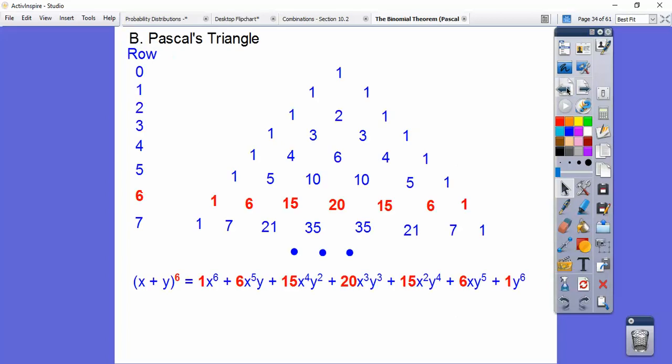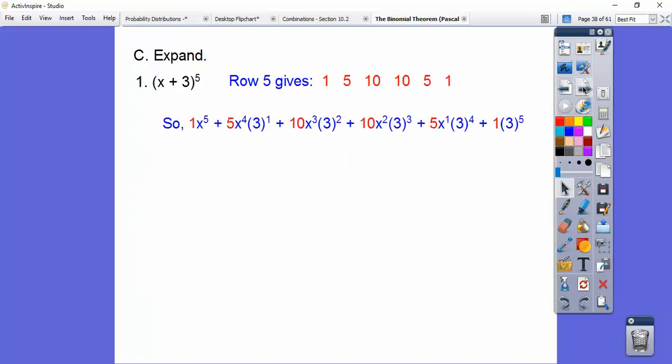Remember, it starts with row 0. Row 0 is 1, and row 1 is 1 and 1, and then you can start your patterns for Pascal's triangle. So here we are, and then we've got to go ahead and multiply here. So we've got to do the exponents first. 3 to the 1st is 3. 3 times 5 is 15. 3 squared is 9. 9 times 10 is 90. 3 to the 3rd is 27. 27 times 10 is 270. 3 to the 4th is 81. 81 times 5 is 405. Okay, 405, sorry. I have a little fetish about not saying O for the number 0.